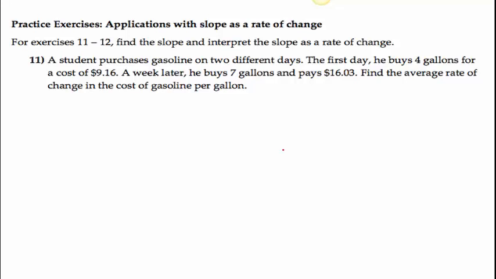So in this case, you're going to say X is the number of gallons and Y is the cost. So you're going to set up points again, 4 comma 9.16, right? 4 gallons, $9.16, and then 7 gallons, 16.03.